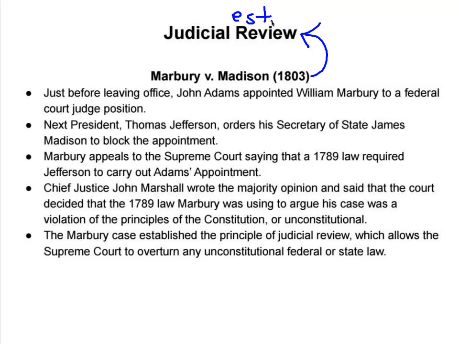So just before leaving office, John Adams appointed William Marbury to a federal court judge position. The next president, Thomas Jefferson, ordered his Secretary of State, James Madison, to block the appointment. Marbury appealed all the way to the Supreme Court, saying that a 1789 law required Jefferson to carry out Adams' appointment.